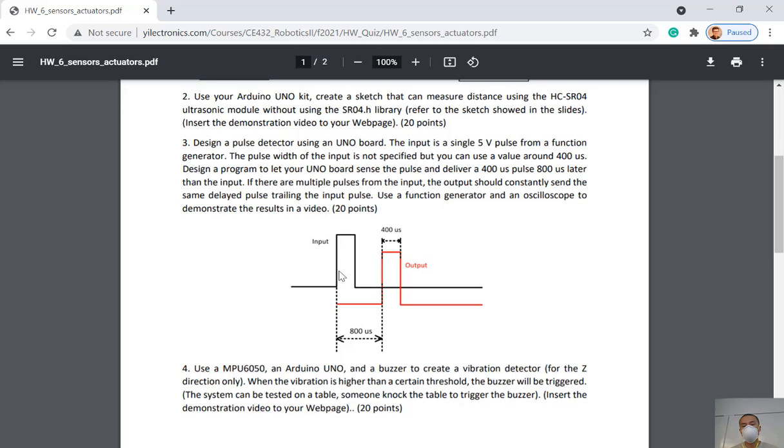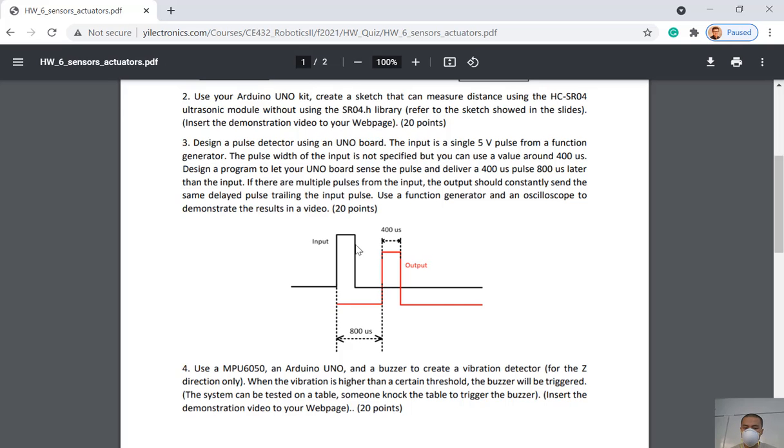And there won't be just one pulse. If you use a function generator to create a series of pulses, there will be quite a few of them happening. It's like a square wave, but the duty cycle is only 20% or 10%. So there will be a series of pulses, and your Arduino should detect that pulse and create another pulse, just following that pulse with an 800 microsecond delay.